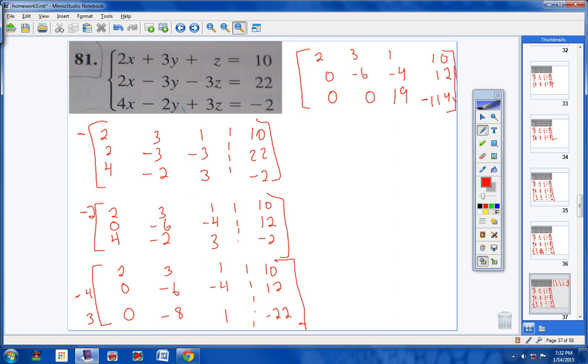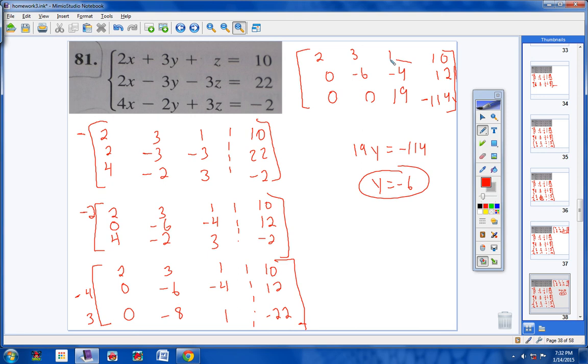Now, having said that, look at this bottom row right here. I have an equation, and my equation is 19z equals -114. Divide both sides by 19, and z equals -6. -114 divided by 19 is -6.